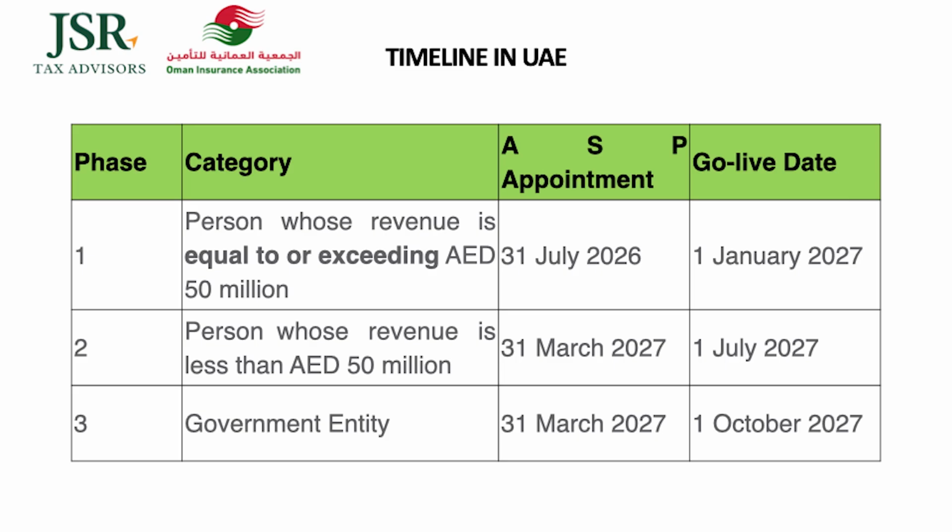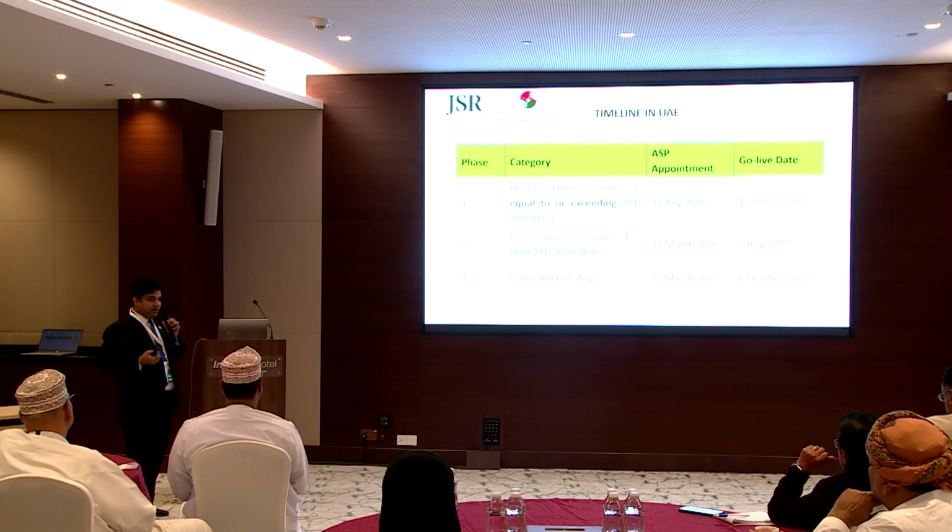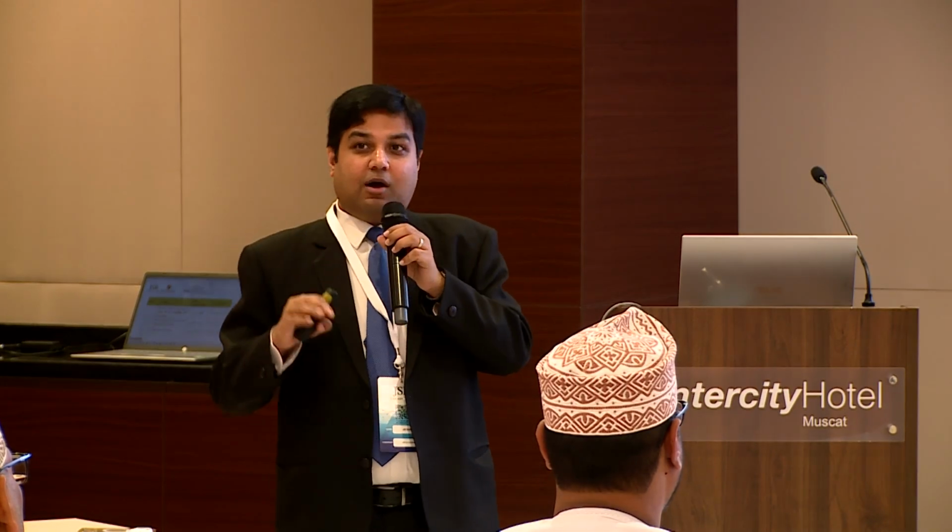So in UAE, first phase, July 26. Then the second phase will be for companies whose revenue is more than 50 million dirhams. They will start from January 27, and 6 months before, by 31st July, they have to appoint an ASP, compulsory. Then for the next phase, whose revenue is less than 50 million, they will have to appoint an ASP by March 27 and implement by July 27. And government entities here also will appoint an ASP by March and start from October 27.